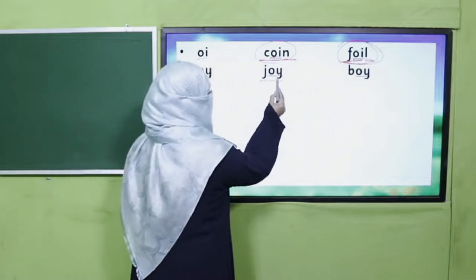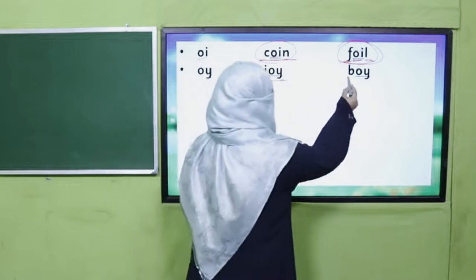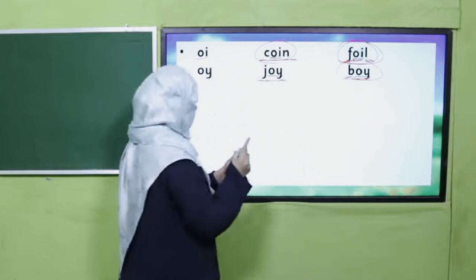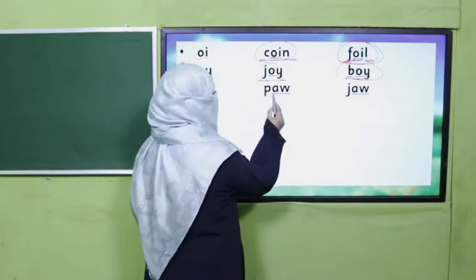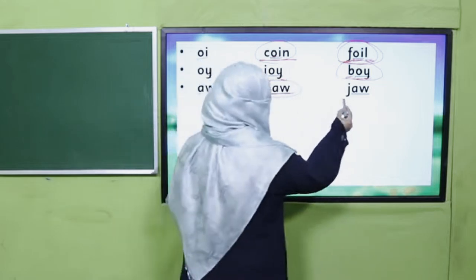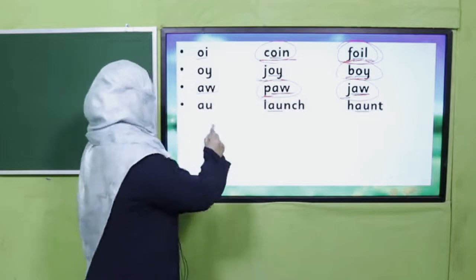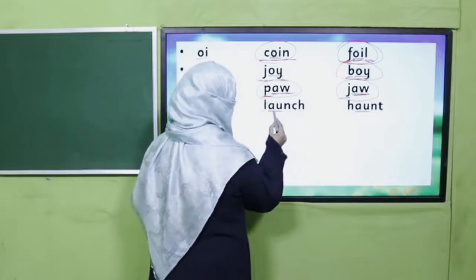Joy, oi, boy. B, oi, boy. Aw, paw. J, aw, jaw. Aw, n, ch, launch.